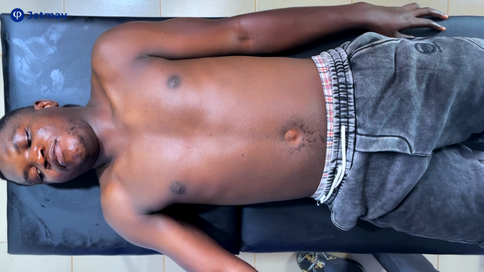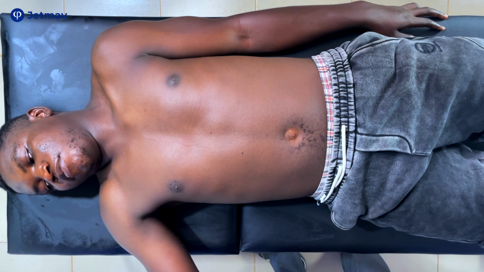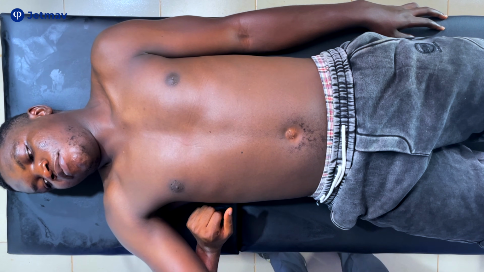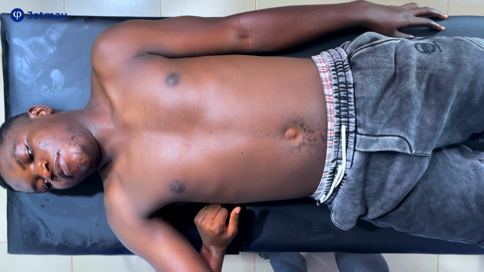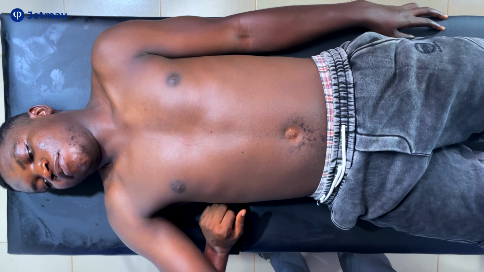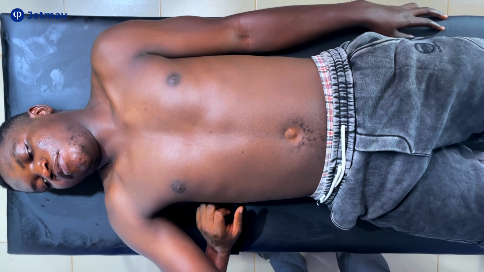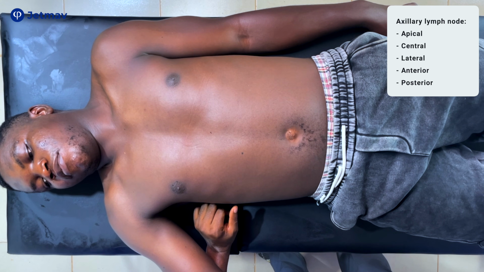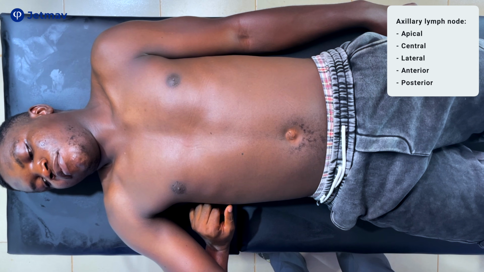Then you abduct the shoulder, then flex the elbow. Then you should place the patient's arm on your forearm for you to examine the axillary group of lymph nodes. Now, the axillary group of lymph nodes comes in groups. We have the apical, the central, the lateral, then the anterior and the posterior. So you try to examine it that way.